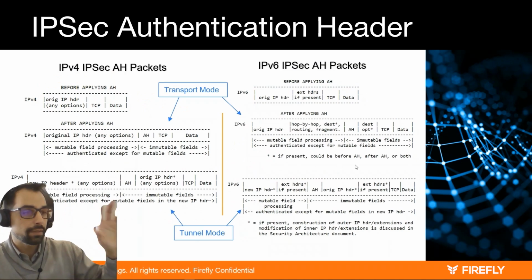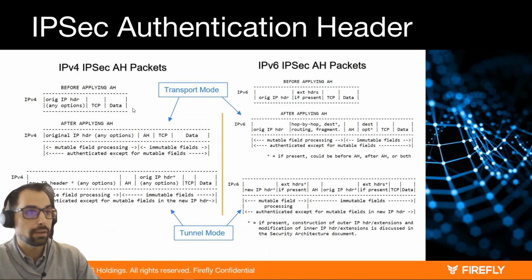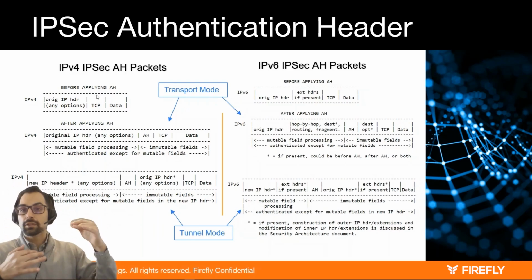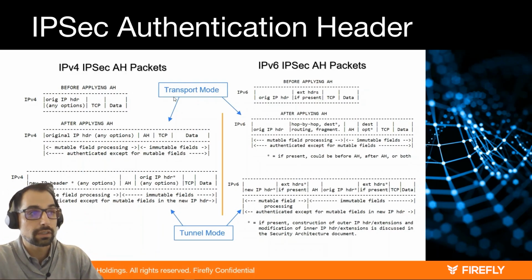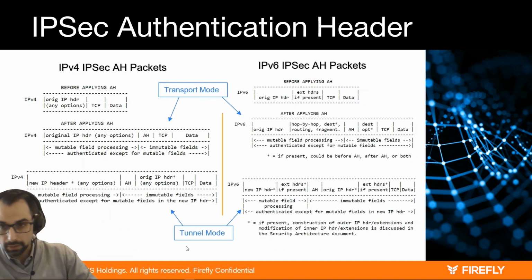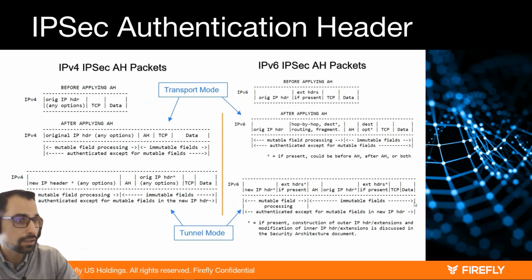So here you have a more detailed view of the authentication header packets, right? A before and after view, and also how they look depending on whether you're using transport mode or tunnel mode. I have to move myself a little bit so you can see the IPv6 here. So first of all, if we start here with transport mode for IPv4, this is how the packet looks at the beginning, before applying the authentication header. And now here, this is the packet after applying the authentication header in transport mode.